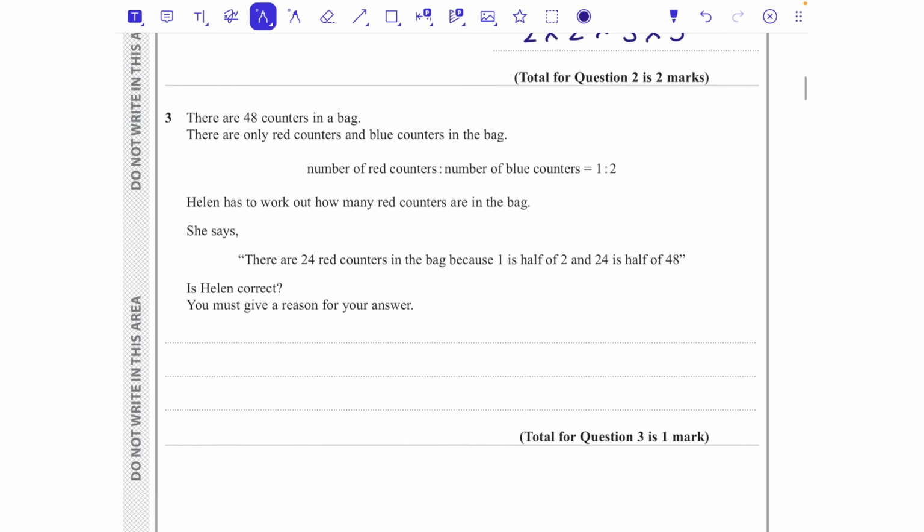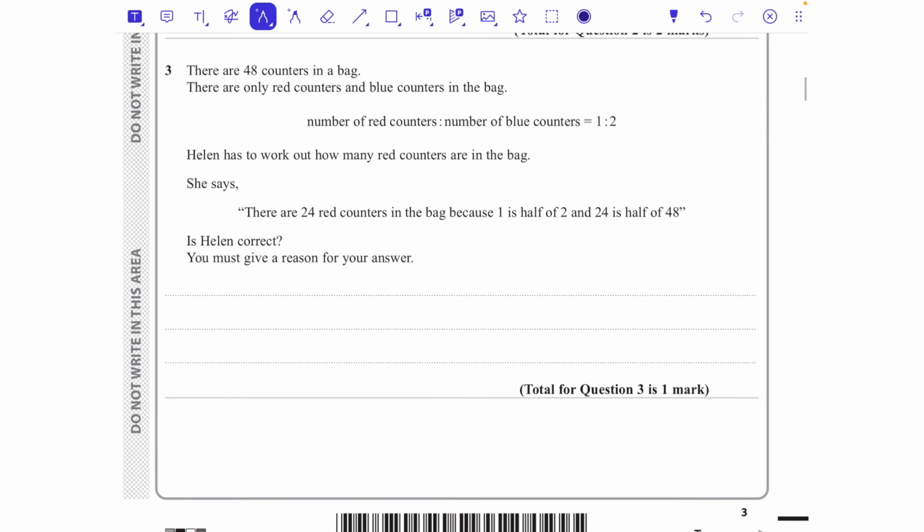Question number 3, there are 48 counters in a bag. There are only red and blue counters in the bag. The number of red to the number of blue is in the ratio 1 to 2. Now I like for ratio to draw them out with the little hangman lines, 1 part on the left, 2 parts on the right. Helen has to work out how many red counters are in the bag. She says there's 24 red in the bag because 1 is half of 2 and 24 is half of 48. Is Helen correct? You must give a reason for your answer.